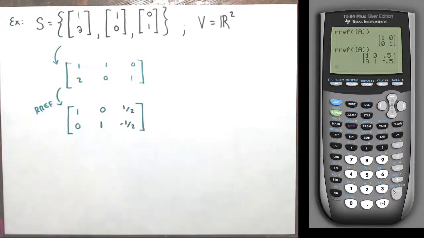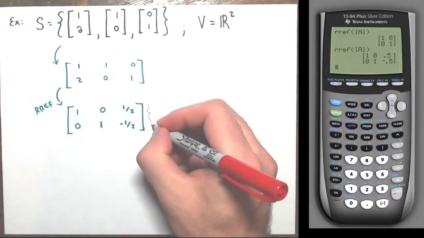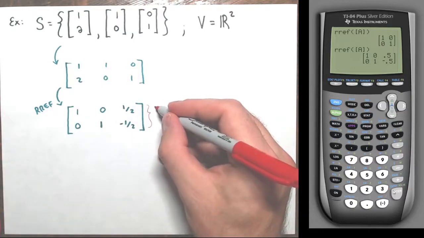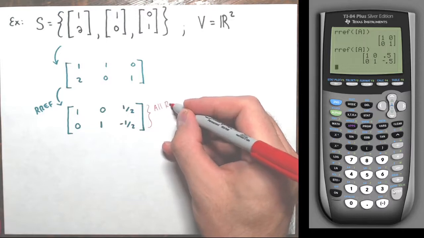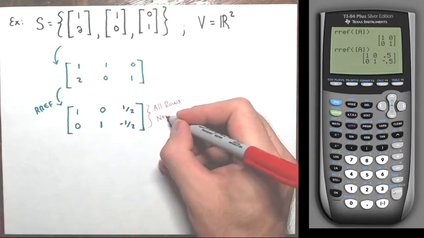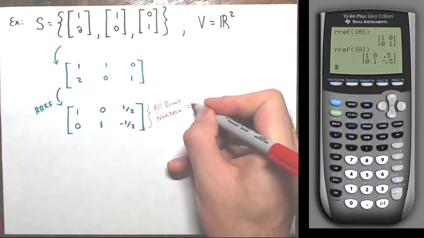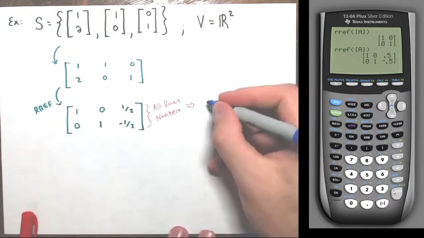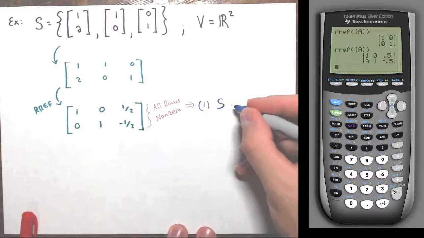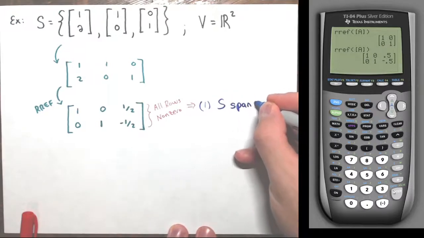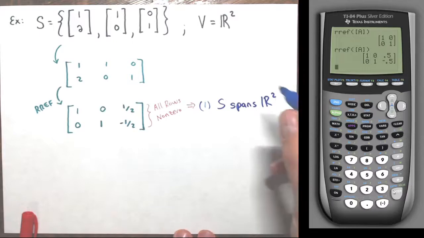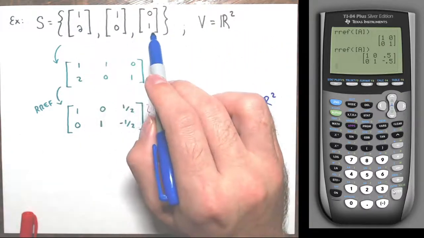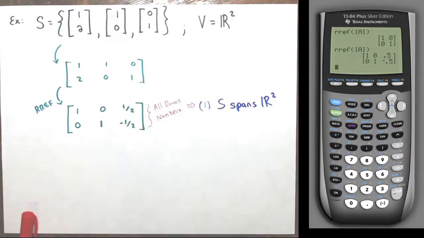Okay, so if you look at these rows, there aren't any 0 rows. All rows are non-zero rows, telling me that this set does span R2. So S spans R2, meaning that every vector in R2 can be written as a linear combination of these three.